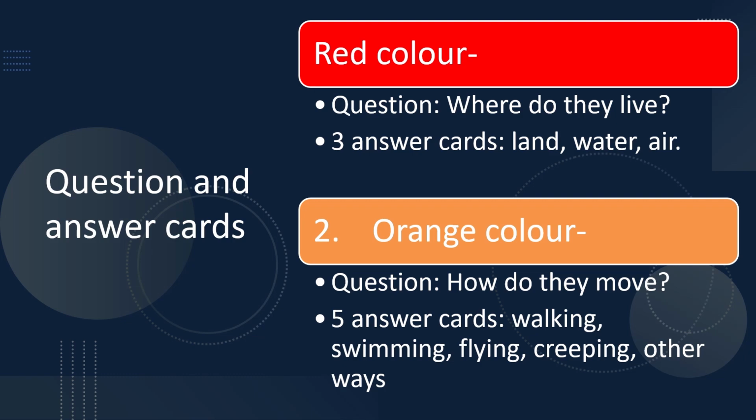Now these are the question and answer cards. The red color is used for this. Where do they live? And there are 3 answer cards. One says land, the second is water, and the third is air. The second question is colored in orange. The question is, how do they move? You have 5 answer cards: walking, swimming, flying, creeping, other ways.